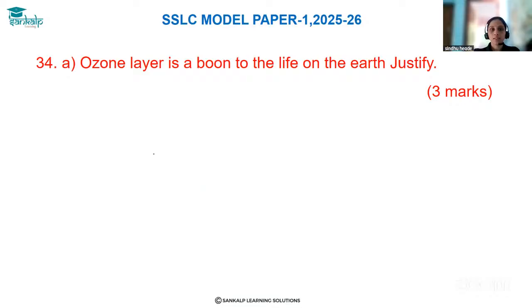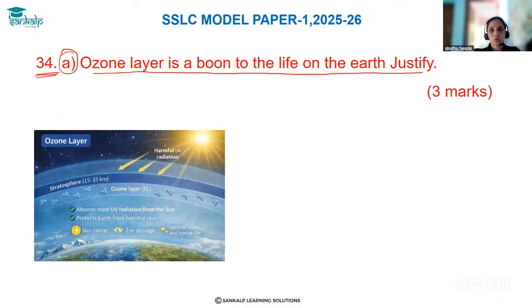Hello everyone. Let us see question number 34. In part A, the question is: the ozone layer is a boon to the life on earth. Justify. So you have to justify your answer why the ozone layer is a boon to life on the earth. See, we know what the ozone layer is, what the function of the ozone layer is and all.